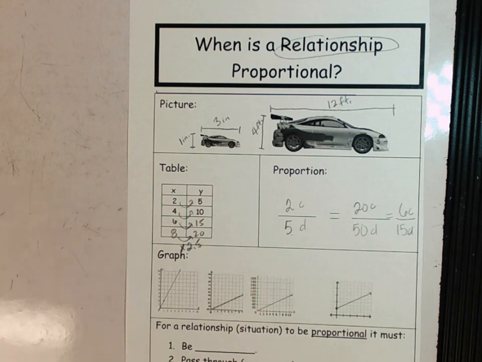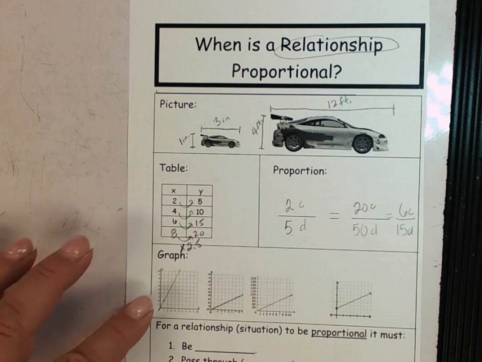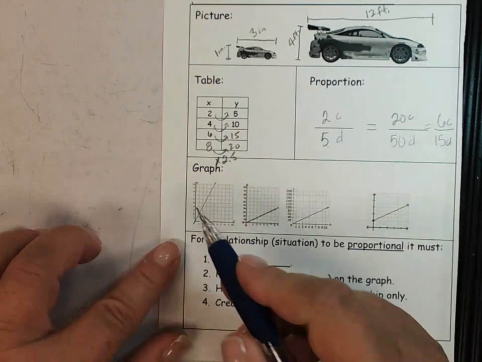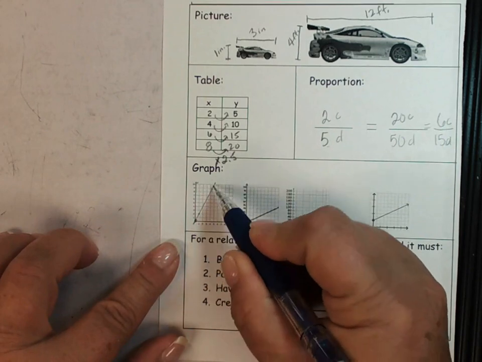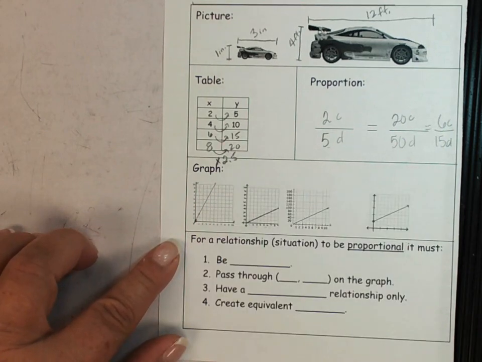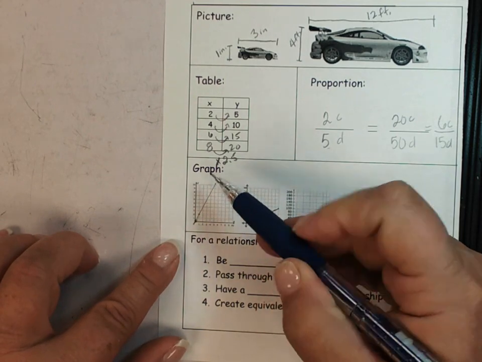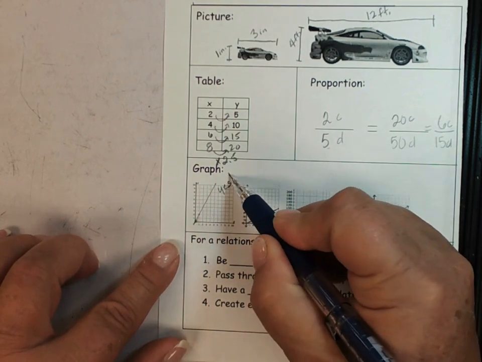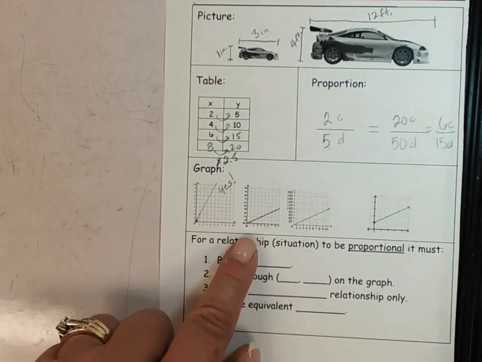So if we think of our multiplicative graph, remember they were linear, they go through 0, 0. So right here, would this graph be proportional? Yes, it would, because it's 0, 0, and it's linear. So that would be a proportional graph. How about this one?